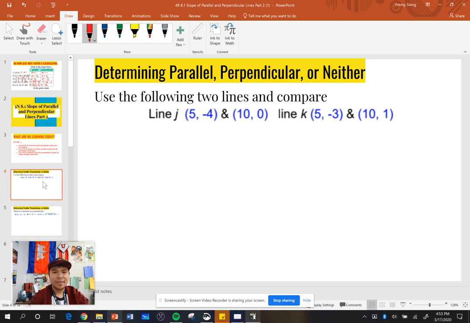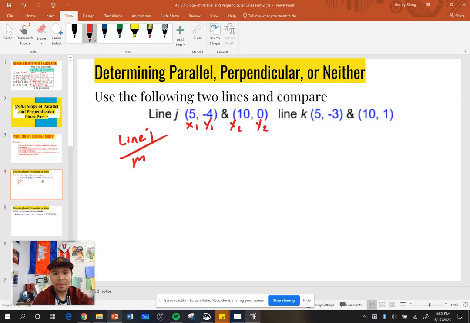Okay, so let's look at these. So if I have line J and I have line K, we know that's passing through whatever line. Doesn't really matter though, but what I care about right now is the slopes, okay? So in red, let's do line J together. If I was to find the slope there, I have my x1, y1, x2, y2. My m is going to equal 0 minus -4 all over 10 minus 5. If I simplify that, that's 4 over 5. That's easy enough, right?